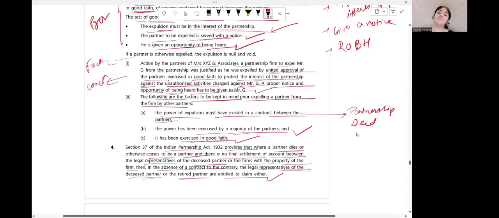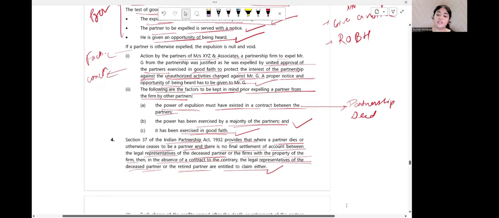Now, the Partnership Act says that if a partner dies or by any other means takes retirement, he ceases to be a partner. Ceases to be a partner means he does not continue to be a partner, and the final settlement of account is not done. Then the legal representative will be entitled to the share of the retired partner or the deceased partner.